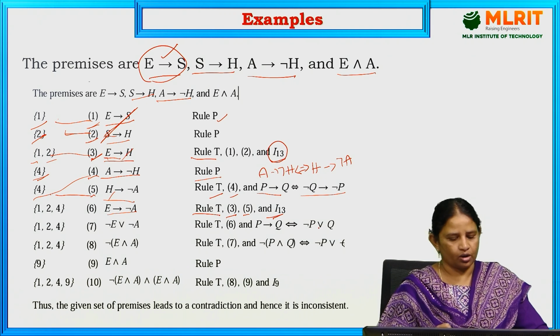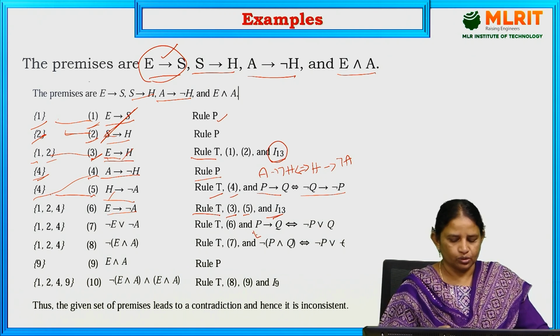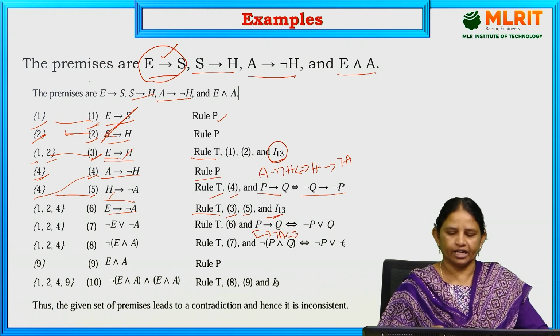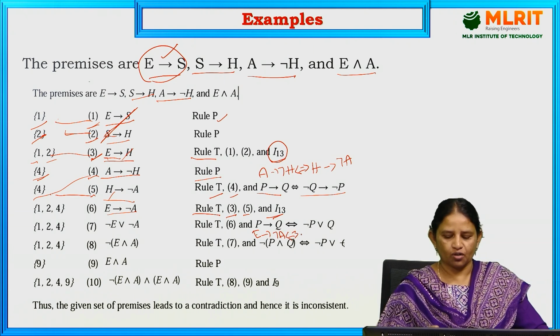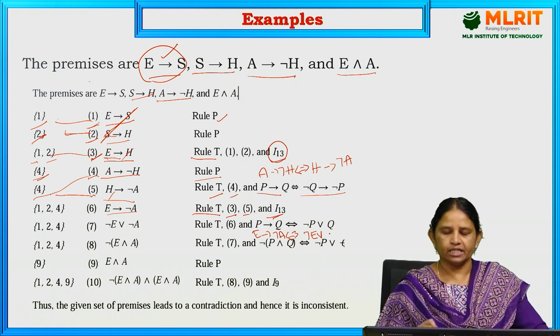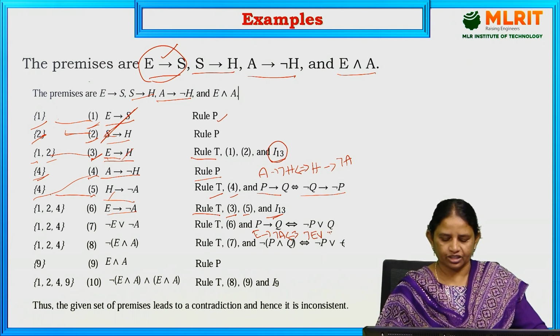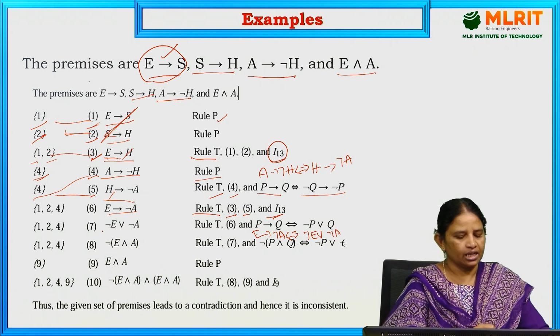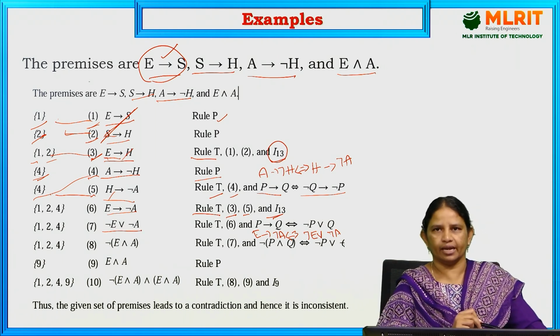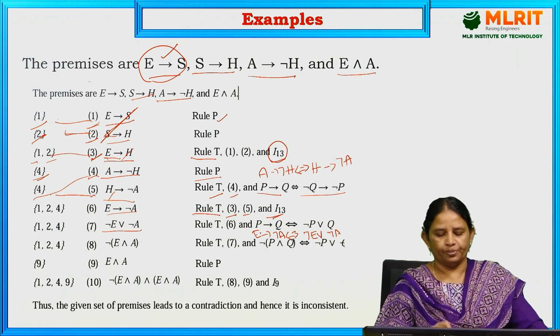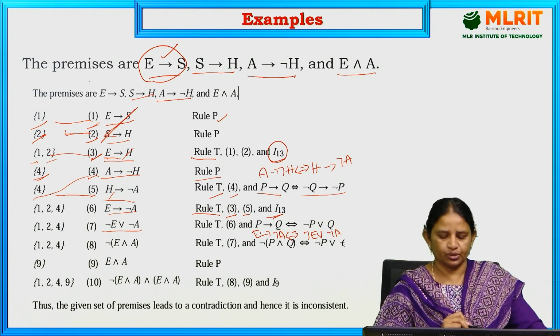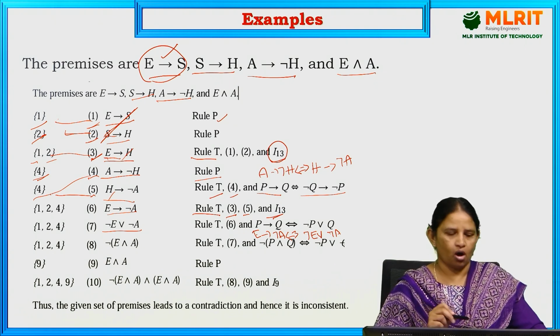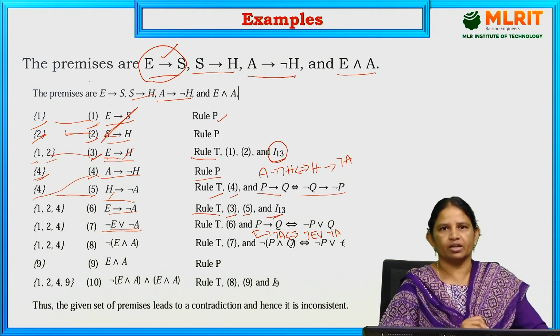Negation (P or Q). What is there in the place of P? P tends to Q, that is, E tends to negation A. So in the place of P, what is there? Negation E, union. What is there in the place of Q? Negation A. So, negation E union negation A. According to this equivalence rule, P tends to Q is equivalent to negation P or Q. That is the 7th step.